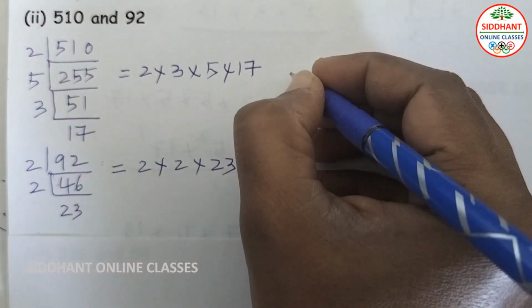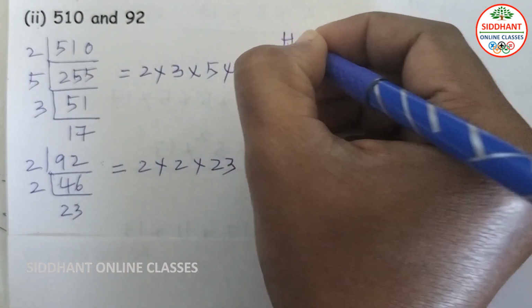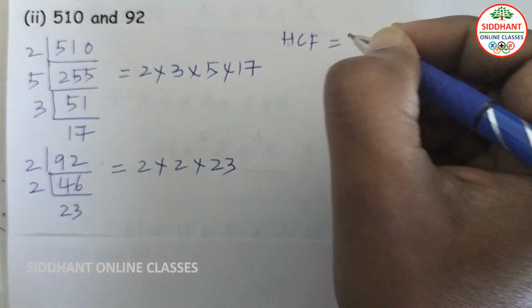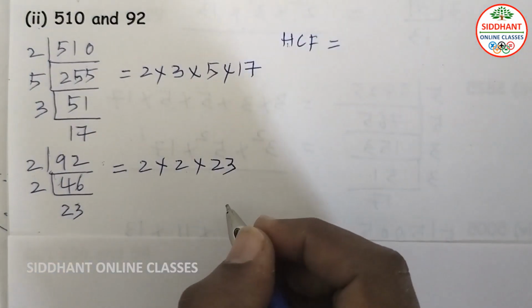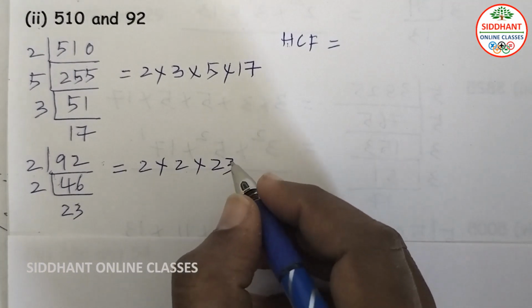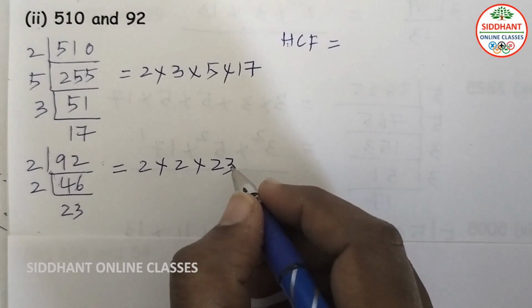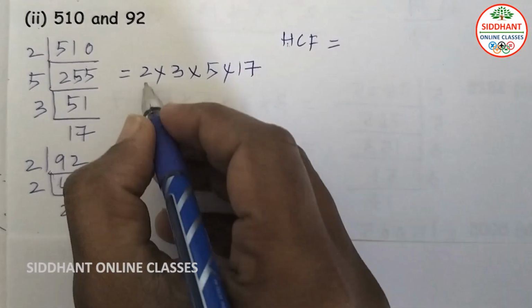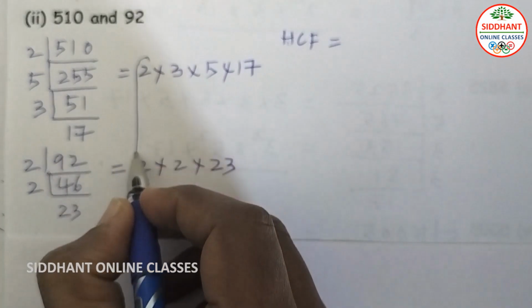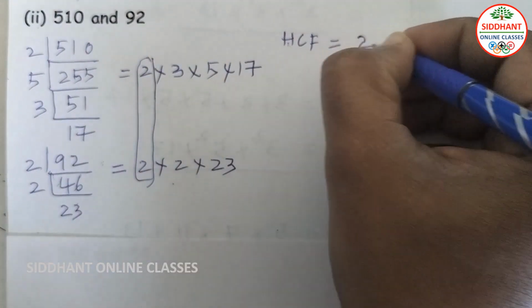So here, when you look at the HCF, it is the product of the smallest power of each common prime number. The common prime here is 2. So the HCF will be 2.